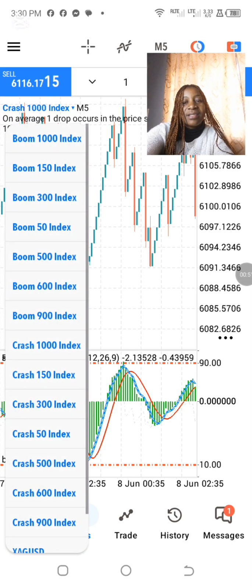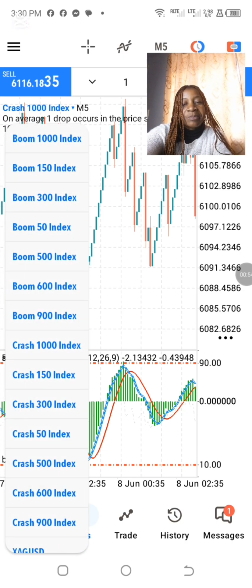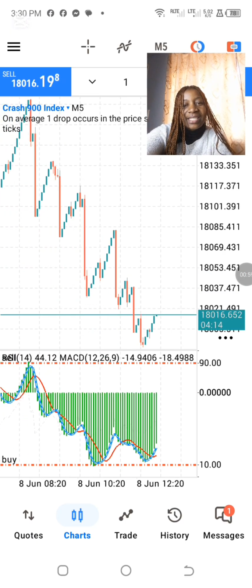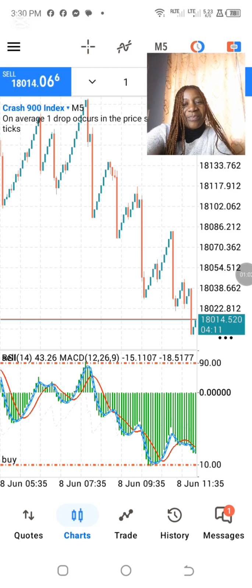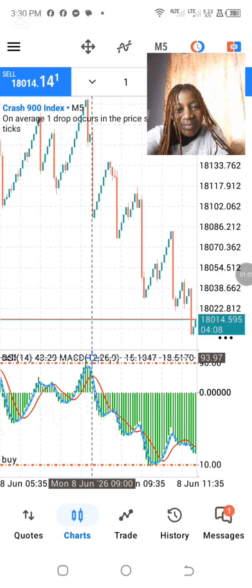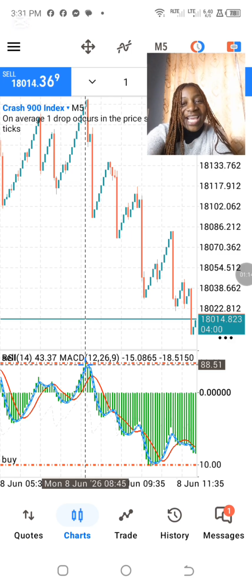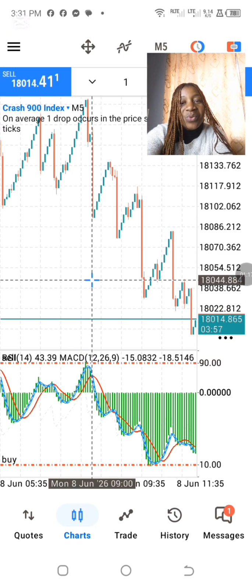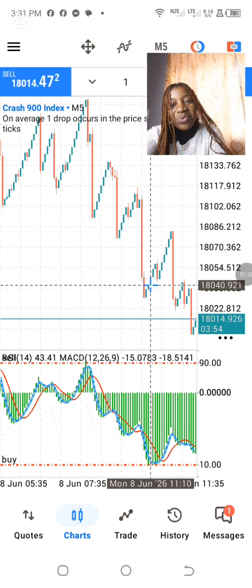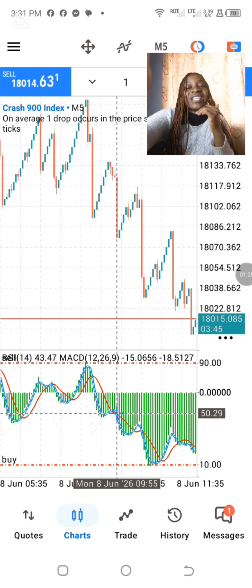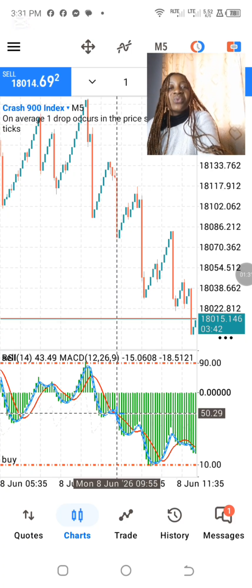Let's move on to Crash 900, which is going to be our last example in Crash. This is Crash 900. Here is another perfect entry position. As you can see, the MACD has crossed above level 90 of our RSI here. We enter, and look, soon after we enter, it started spiking. We could catch all these spikes, and we could exit here when these two lines, the MACD and the moving average, have crossed each other. So guys, this strategy is very, very effective. I'm sure you can witness from the backtest.